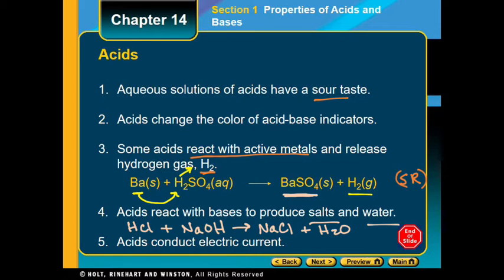And then the fifth property, acids do conduct electric current. It depends on if it's a strong acid or not, but they can conduct electricity. So make sure you get these 5 properties.